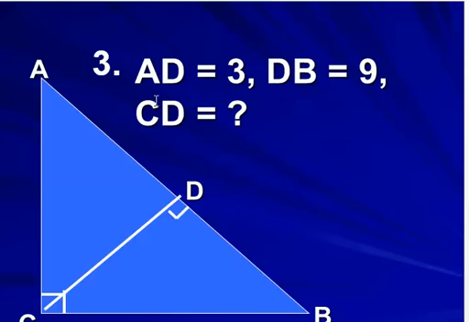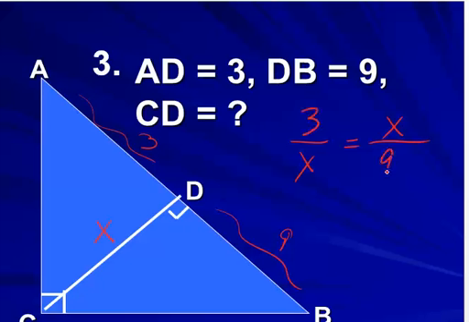For number 3, AD is 3. So hypotenuse segment 1 is 3. DB is 9, hypotenuse segment 2. And CD, the altitude, is what I'm trying to find. So I'm going to call that x. Now again, when you set this up, your altitude goes in your means. So I have x and x. That is the geometric mean for the 2 parts of the original hypotenuse. So those are your extremes. So I'm going to put 3 and 9 in for the extremes.